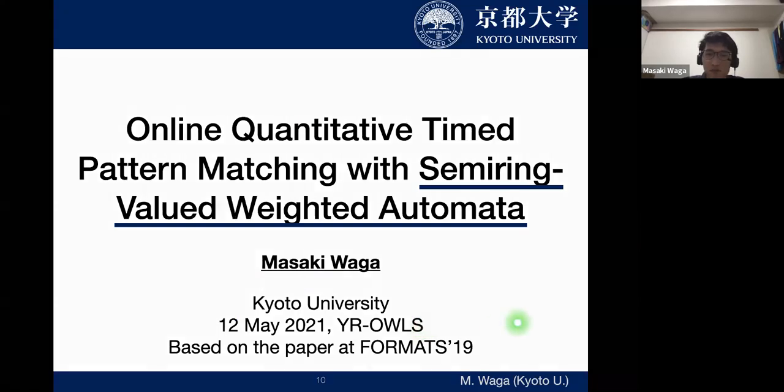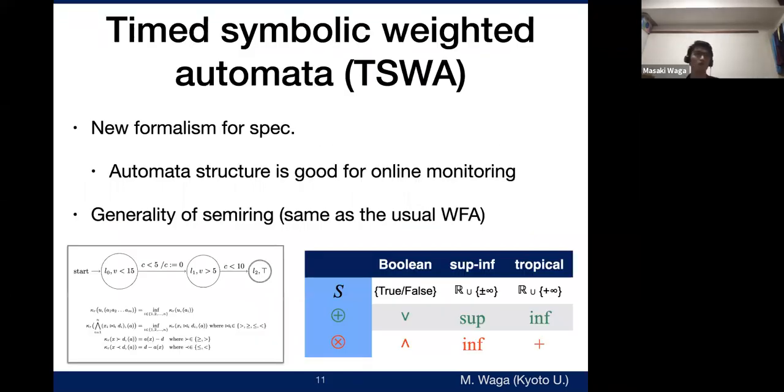And the third part of this title is Semiring-based weighted automata. So in order to do online monitoring for that quantitative timed pattern matching, we use this timed symbolic weighted automata. This is the formalism we introduced in this paper. So this is a kind of automaton, an extension of timed automata and weighted automata. For online monitoring, it is known that such an automata structure is very useful.